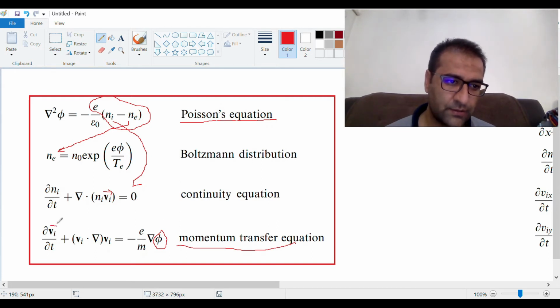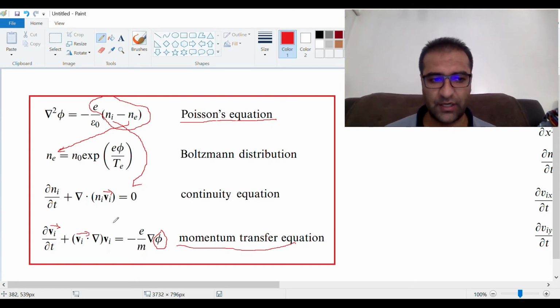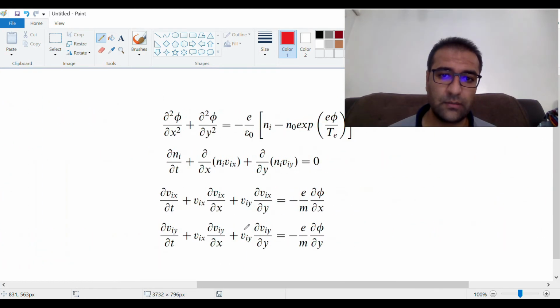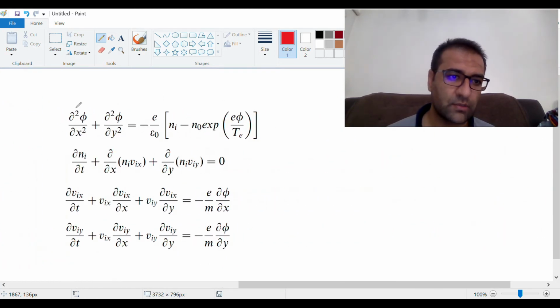again, this is a vector. We wrote it with the capital V sub i, and this sub i represents the different directions of velocity. It could be in 3 dimensions, but we will solve it in 2 dimensions. So if we simplify this continuity equation and the momentum transfer equation in the Cartesian coordinate and consider a 2-dimensional problem, we will reach such a system of equations that you see here.